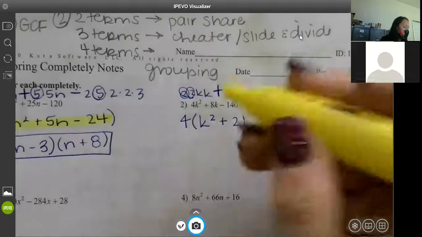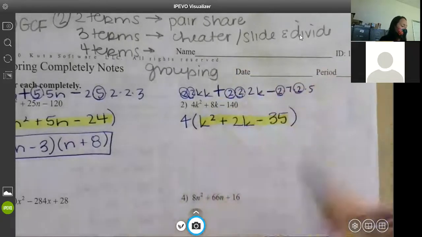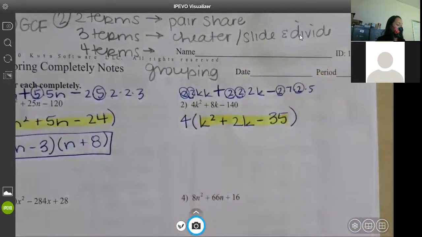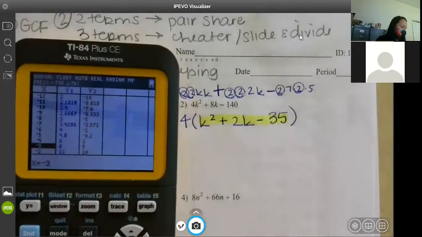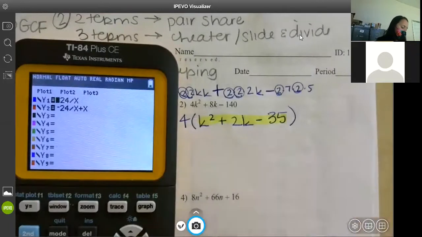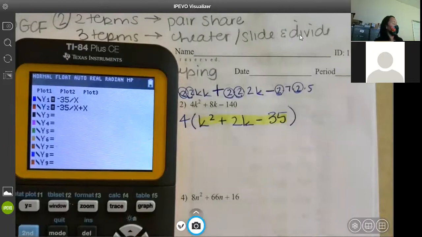We're going to look at our parentheses. Which method do I use? I have 3 terms, but no number in front. Cheater method. So we're just going to put it in our calculator. I'm going to put my calculator over here so you guys can see it. Our last number is negative 35. We're going to do negative 35 divide x and negative 35 divide x plus x. And I'll just type over it so I don't have to change it.